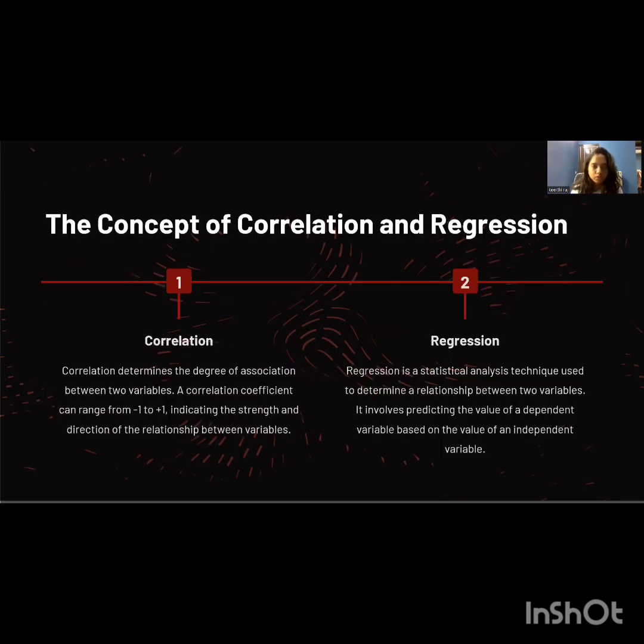The concept of correlation and regression. Correlation determines the degree of association between two variables. A correlation coefficient can range from -1 to +1, indicating the strength and the direction of the relationship between variables. Regression is a statistical analysis technique used to determine the relationship between two variables. It involves predicting the value of the dependent variable based on the value of the independent variable.